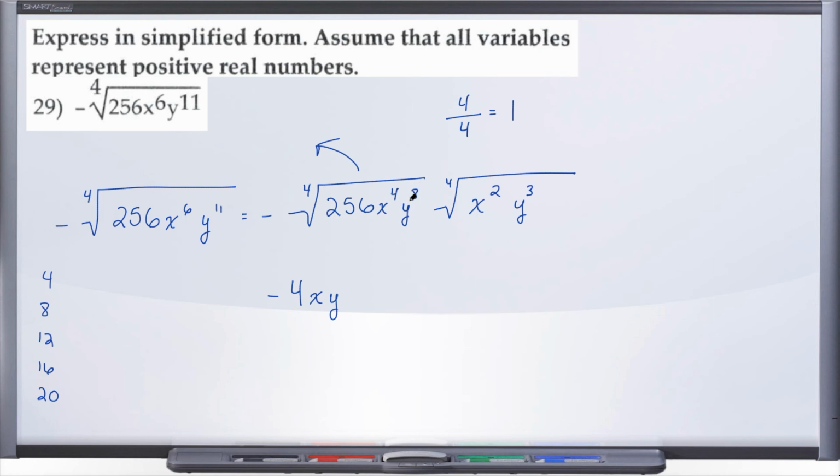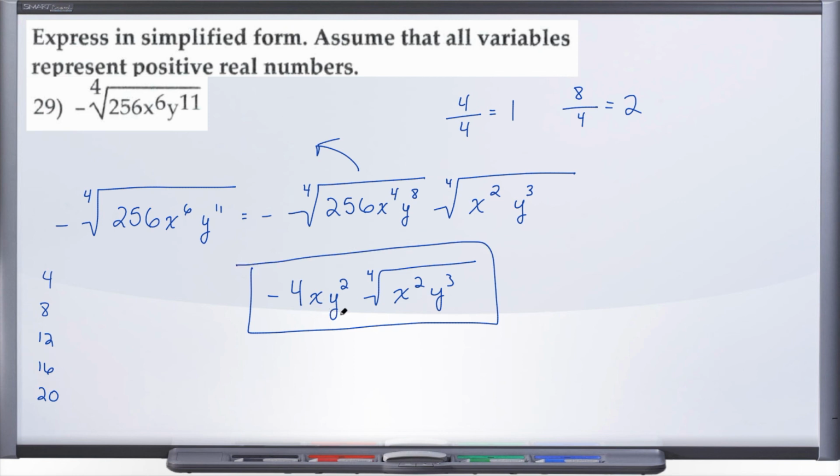Well, let's see. Take the power of the y under the radical, so in this case 8, divided by the index, in this case 4. 8 divided by 4 is 2, so when the y to the 8th comes out, it's going to come out as y to the 2nd. And that's all the good stuff, and we know that we're just going to go ahead and rewrite the garbage. So x squared, y cubed, and there's our final answer. Negative 4xy squared times the fourth root of x squared y cubed.